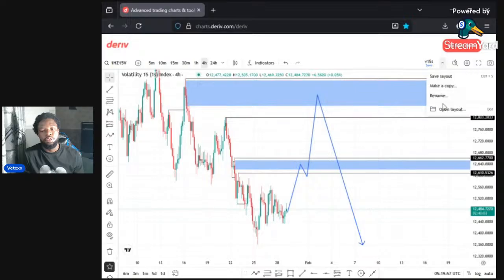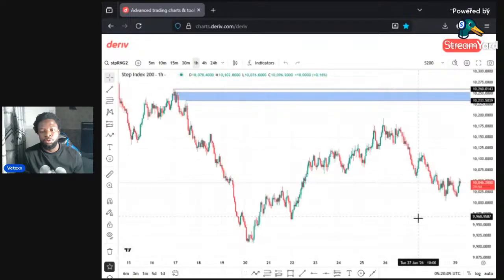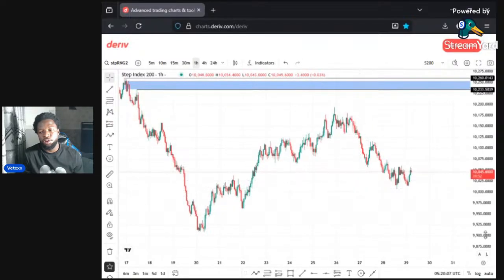So let's go to the next pair, which is Step 200. Now what you are going to be doing is just marking down those structures and then moving on to the next one. Once we don't see what we are looking for, we just move to the next one.